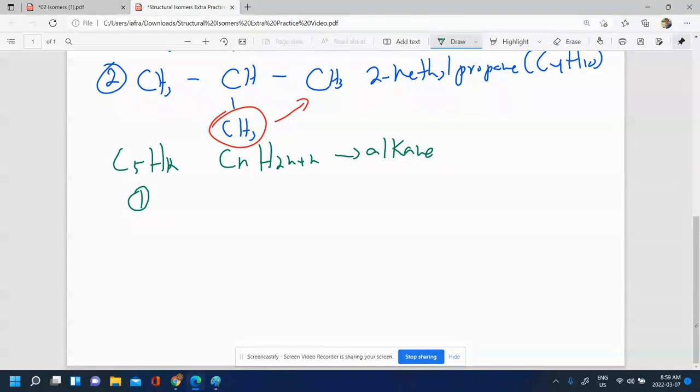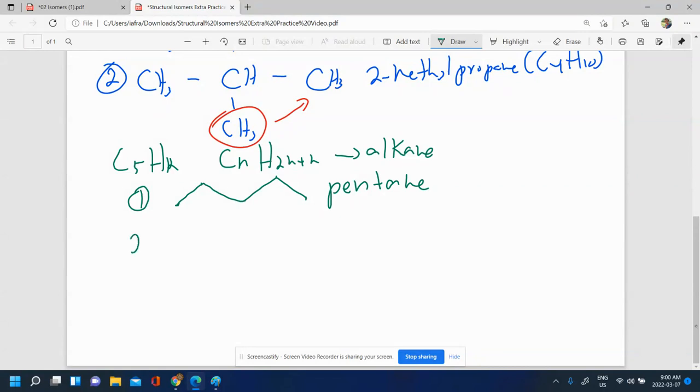So let's start off with the longest chain. And this time we'll do some line diagrams for fun here. So 1, 2, 3, 4, 5. This is the longest chain with 5 carbons that we can get over here. And this would simply be pentane.